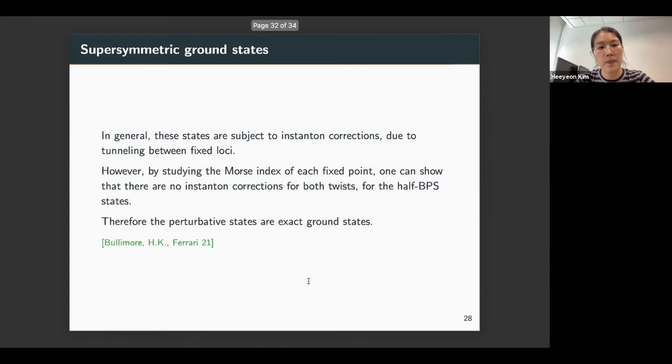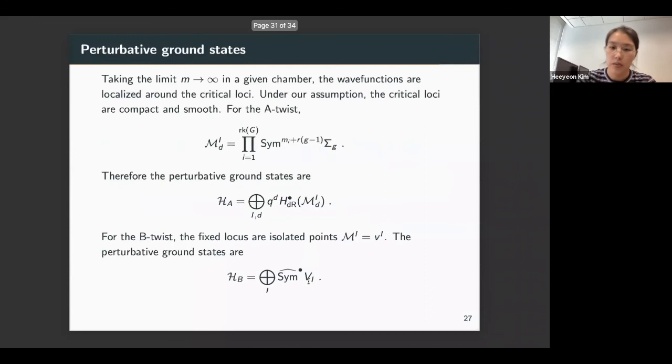So those are just perturbative ground states. In general, these states are subject to instanton corrections that can potentially lift some of those perturbative ground states due to the tunneling between these fixed loci. However, if you just study the Morse index of each fixed point, you can show that for the class of theories that we have been studying, and for this amount of supersymmetry, there are always no instanton corrections for both twists for the half BPS states. This is no longer true if you consider the quarter BPS states or theories with less supersymmetry. Therefore, this perturbative state that I have just written here for A and B twists are exact ground states.